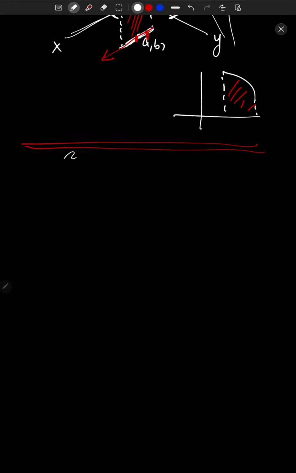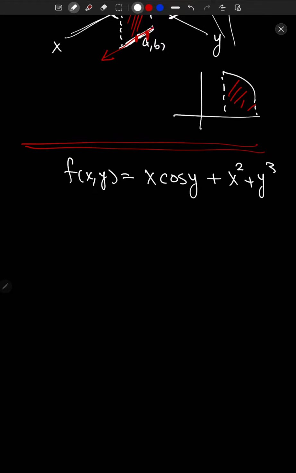So for example, let's say f of x comma y is equal to x cosine y plus x squared plus y cubed, something like that. All right, so a pretty complicated function. What is partial f partial x, or df dx, at any point? We're just going to calculate it in general.